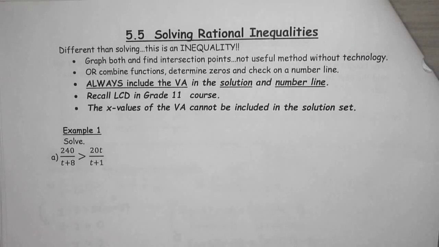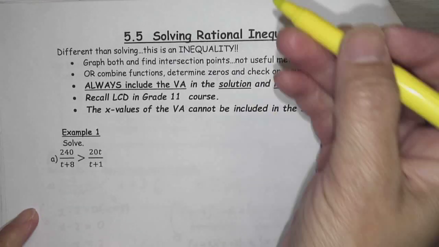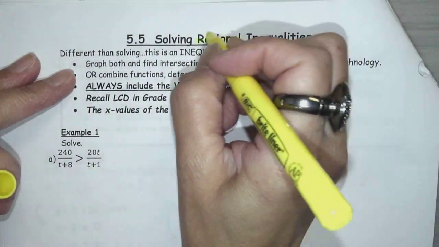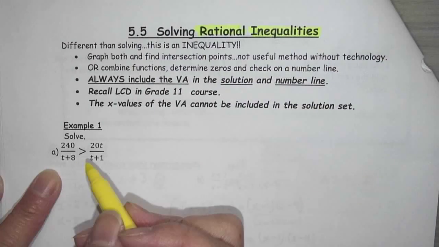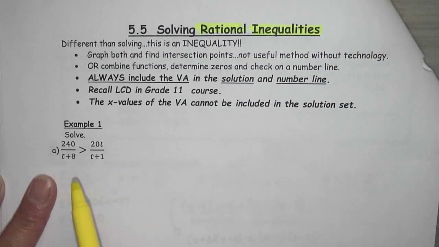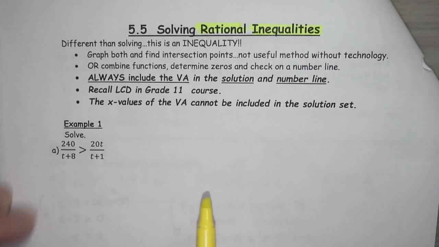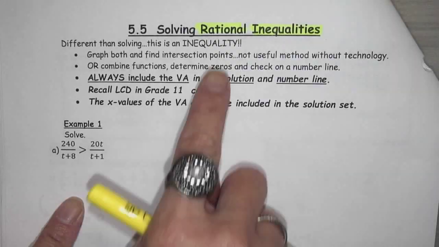This section 5.5 is solving rational inequalities. So the keywords are rational and inequalities. So that means it's a rational. This is the case where last time I said, don't change my polynomial function into a rational function.